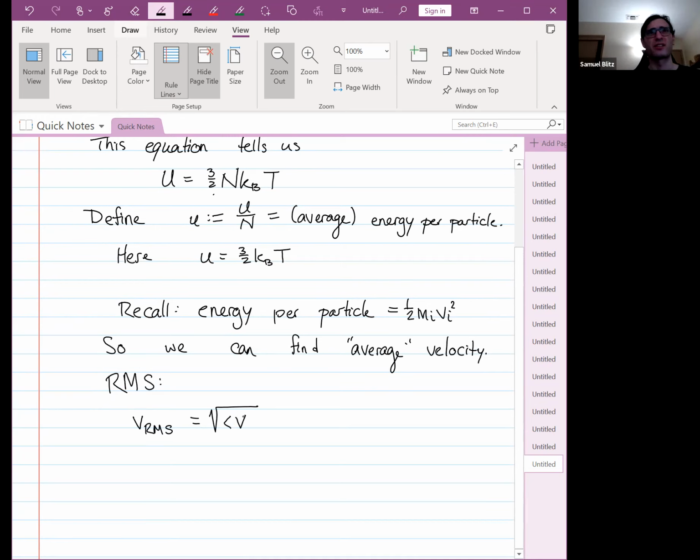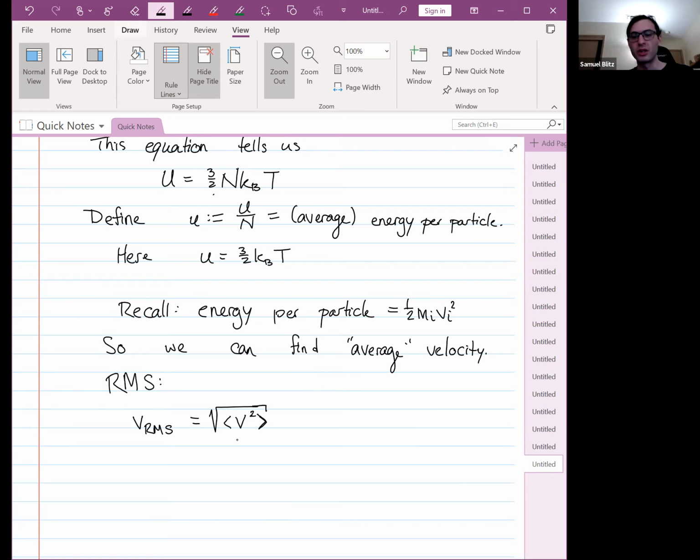It's also known as the expected value. You take the average of the square of the velocity. And so this fixes the issue for us, because now we're going to compute the square of all of the velocities and then find the average of that. But the square of the velocities doesn't care about direction.